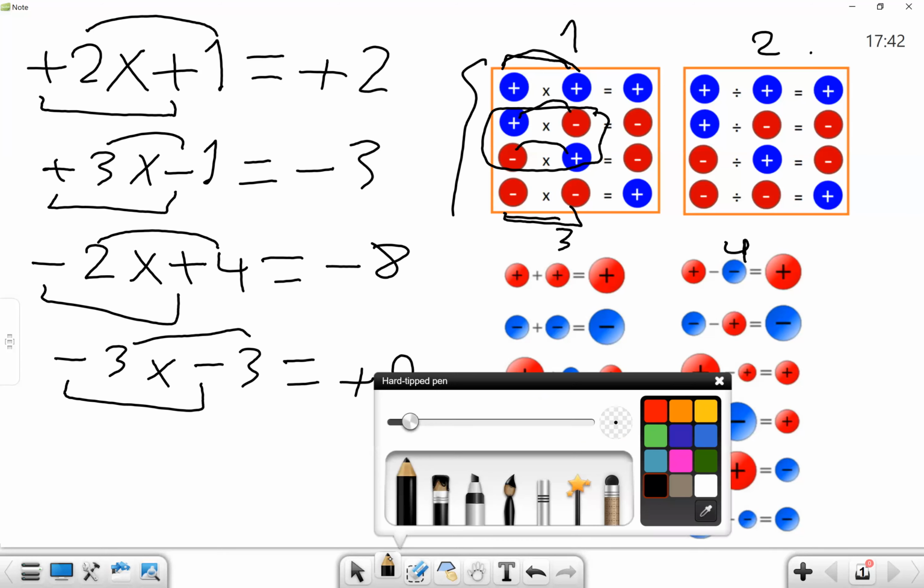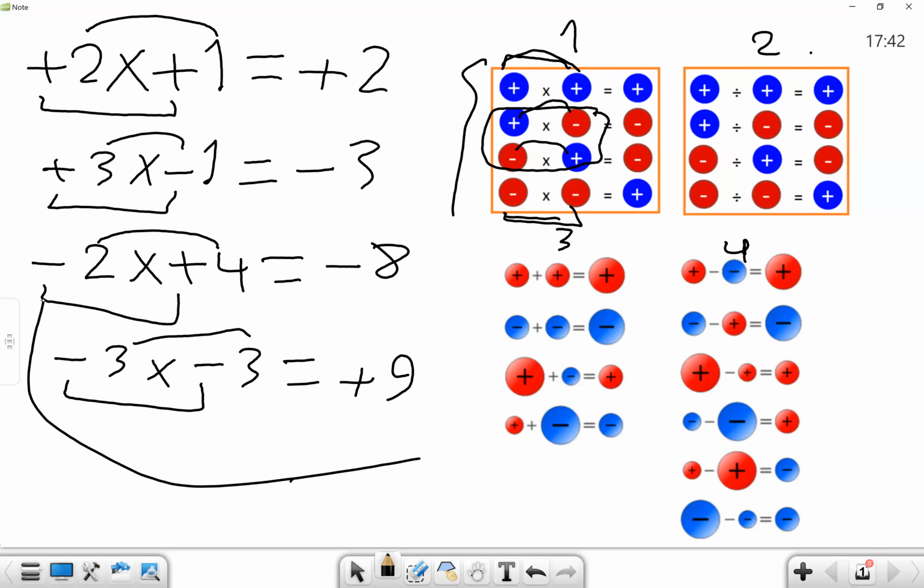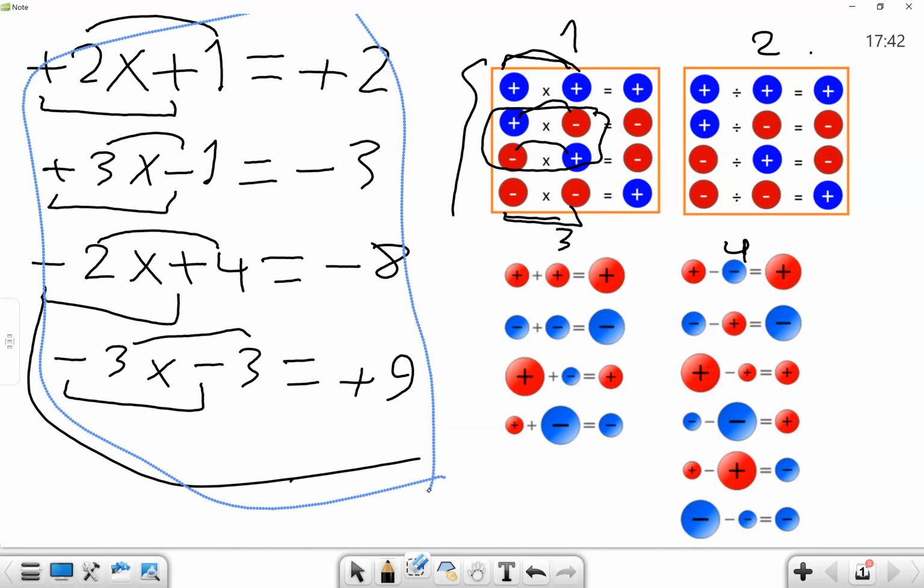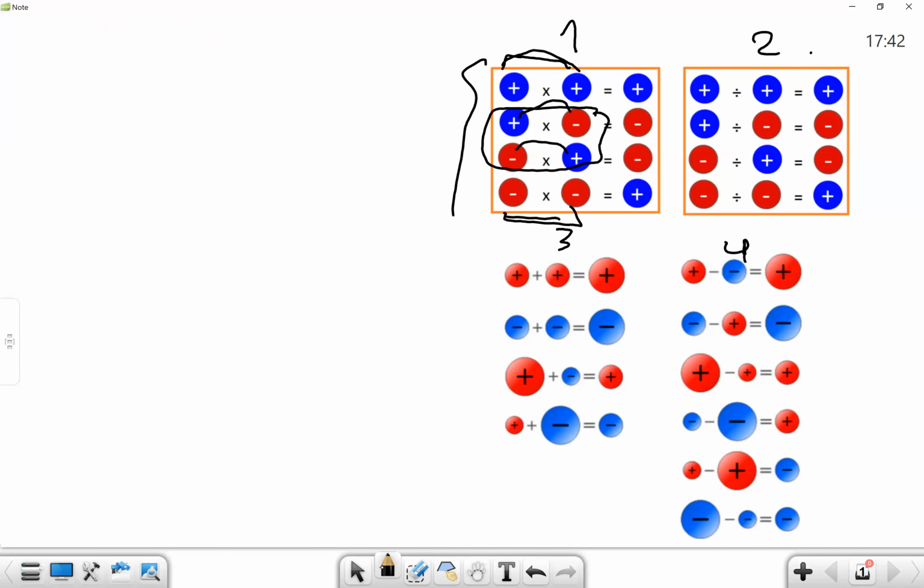the same sign equals positive, the different sign equals negative. Let's move to the division. Let me clean the screen first. Number 2, picture 2, positive divided by positive.